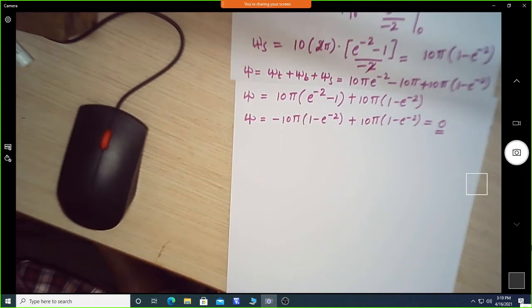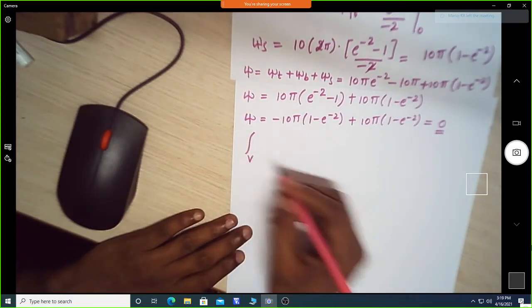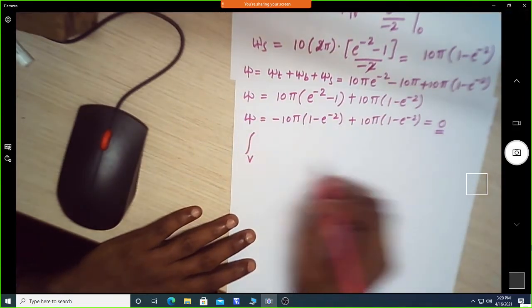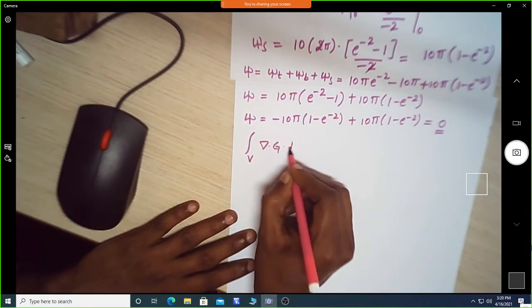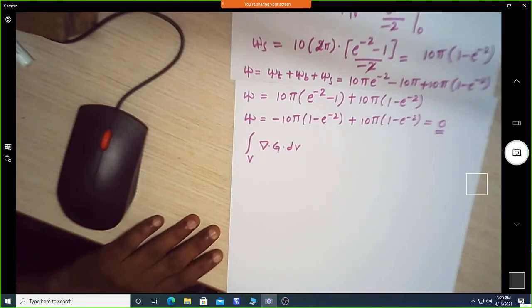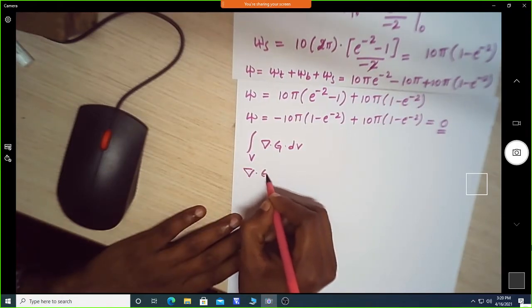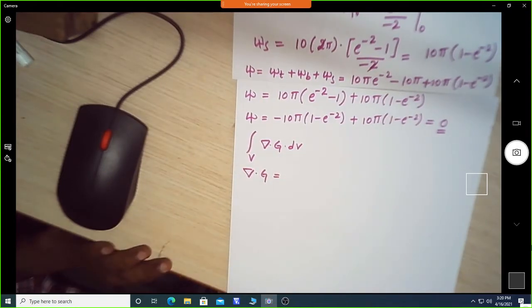Hello? Any doubt in this? So now we will evaluate the volume integral of the divergence of G. If you want to prove the divergence theorem, we have to evaluate the volume integral of the divergence of G. So now del dot G, you just find it out in the cylindrical coordinate system.